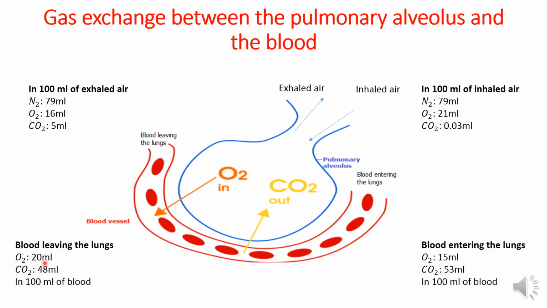The difference in oxygen gas between blood entering the lungs and blood leaving the lungs is 5 milliliter. This is the volume of oxygen gas that enters into the blood vessel from the inhaled air. And the difference between the volumes of carbon dioxide gas between blood entering the lungs and blood leaving the lungs is also 5 milliliter, which is the amount of carbon dioxide gas released in the exhaled air.